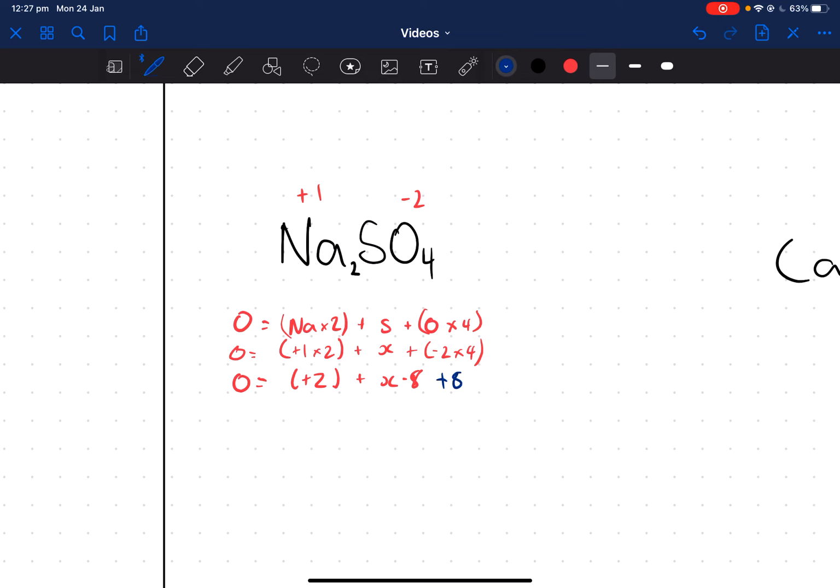We'll add 8 to both sides. That'll get rid of you guys and make positive 8 over here. So positive 8 equals positive 2 plus x. And then we will minus 2 from both sides. Negative 2 plus 8 will give us a positive 6 equals x. So in this case, our sulfur molecule is going to be a positive 6.